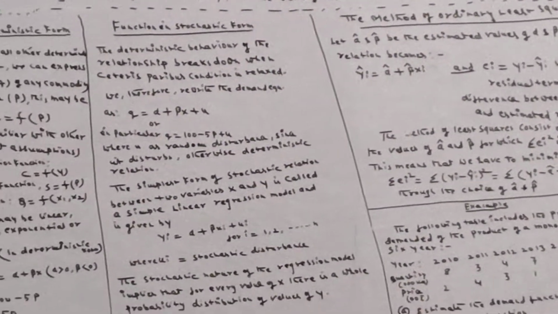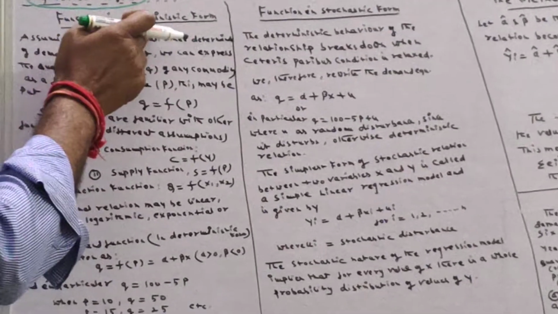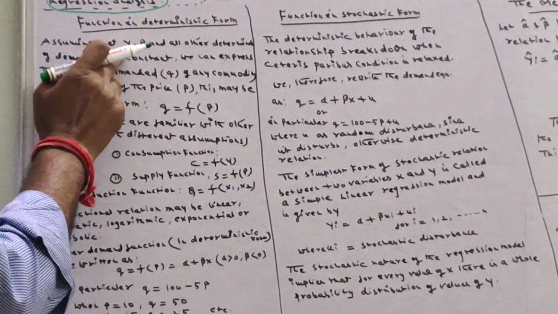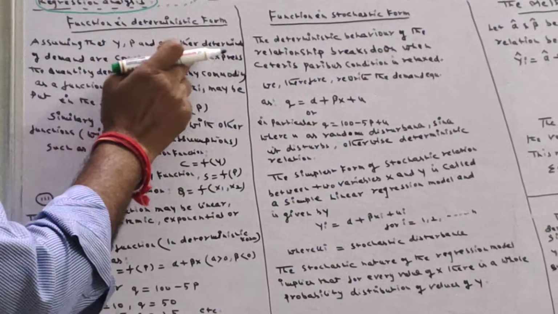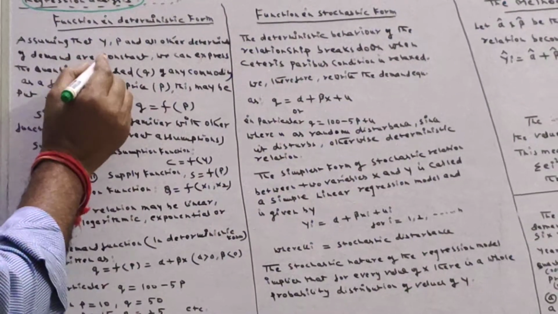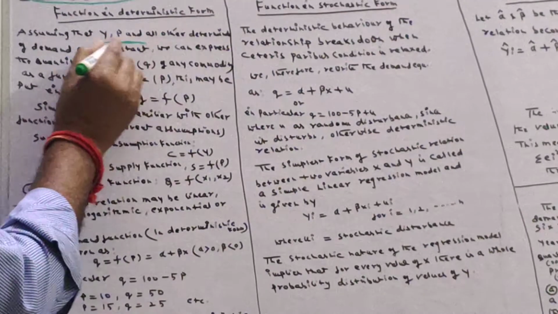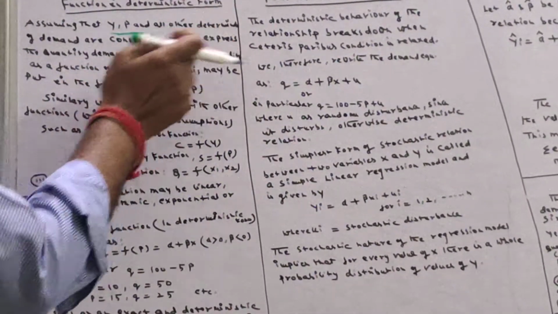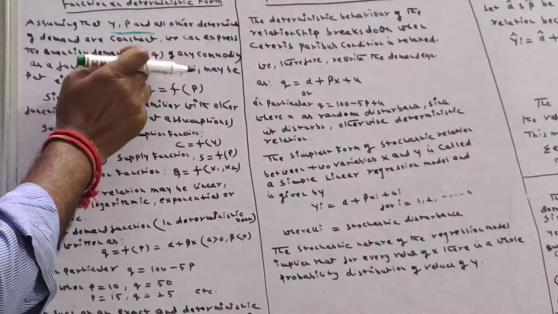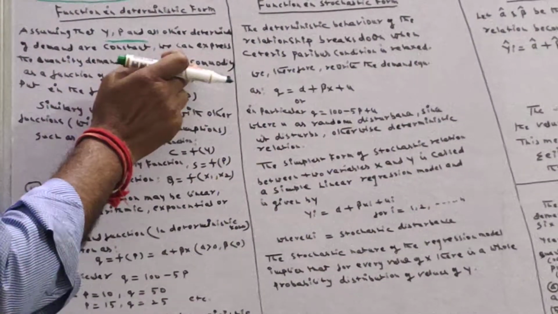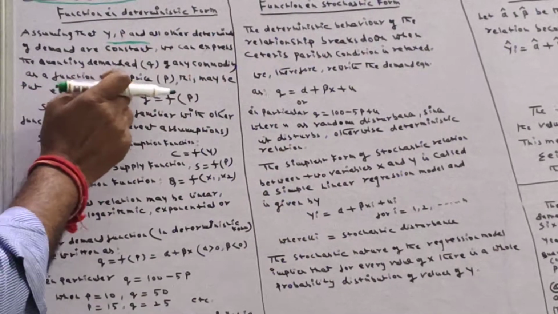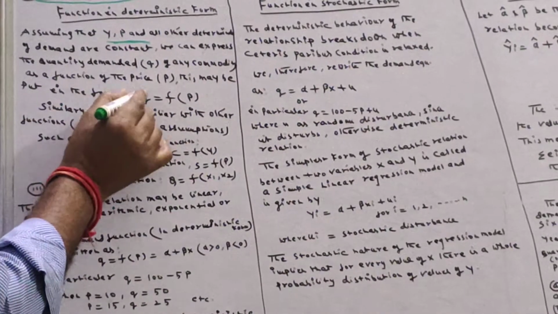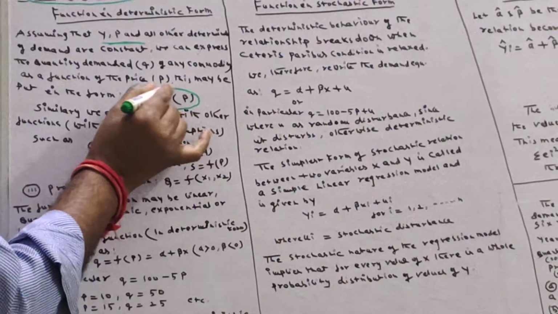Assuming that Y, P and all other determinants of demand are constant, we can express the quantity demanded, denoted by Q, of any commodity as a function of the price P. Then this may be put in the form Q equal to function of P.